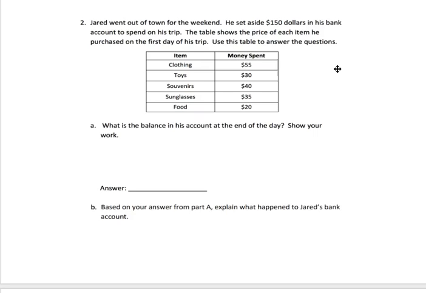And for part A, what is the balance at the end of the day? And notice it says show your work. So on your paper, I expect to see where you have been figuring out what his new balance is based on what he spent. And part B, based on your answer from part A, explain what happened to Jared's bank account. So take 4 minutes for this.